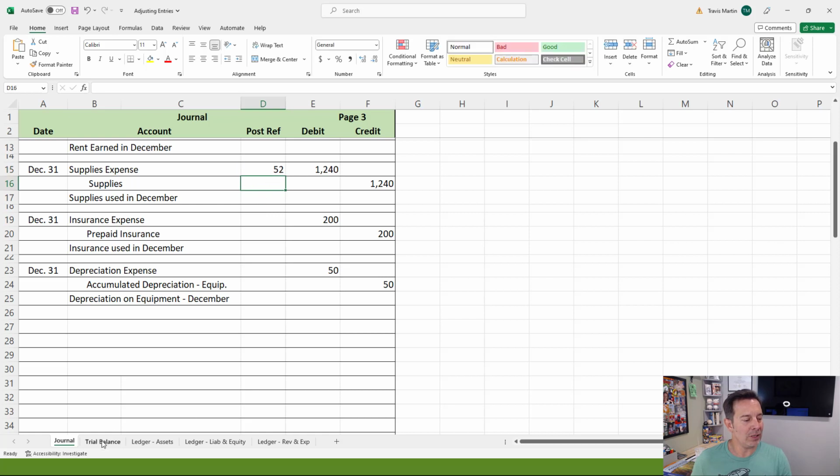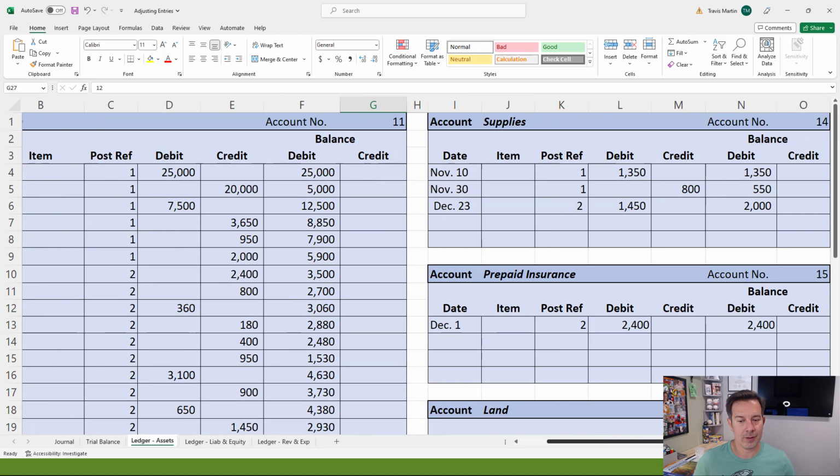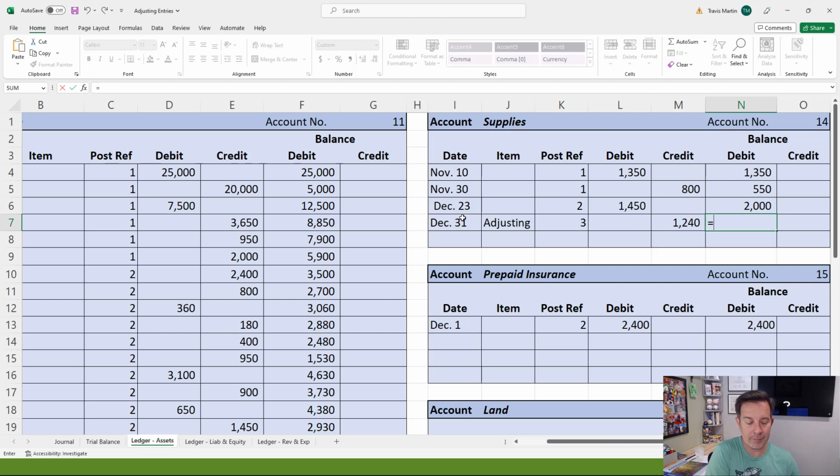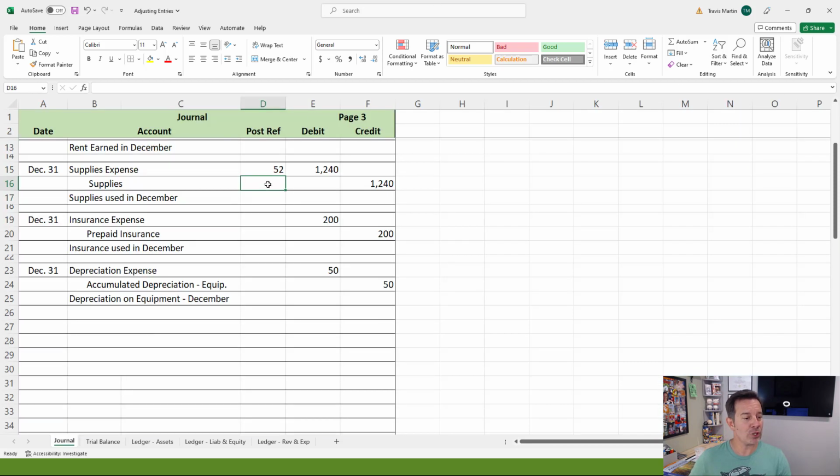It's going to be a credit on the other side of that entry to supplies. Find my supplies account. December 31. And adjusting. Posting reference page number three. Credit of $1,240. New balance of $760 in my supplies account. Posted it, account 14. Two more to go here.